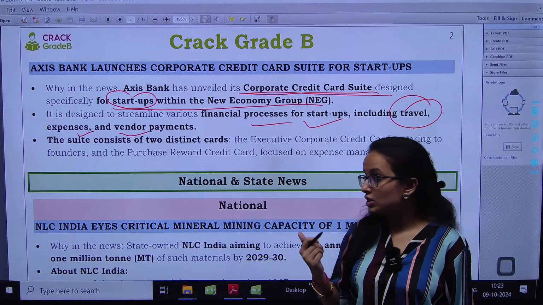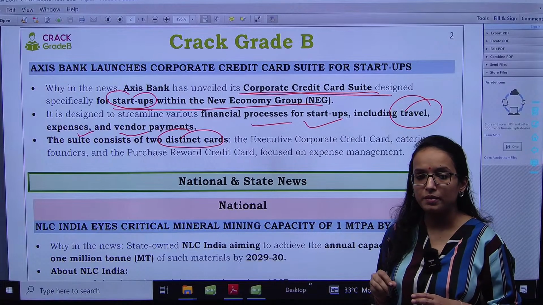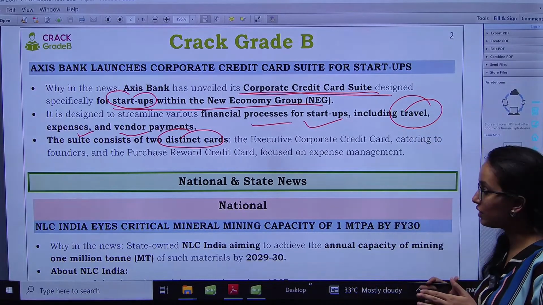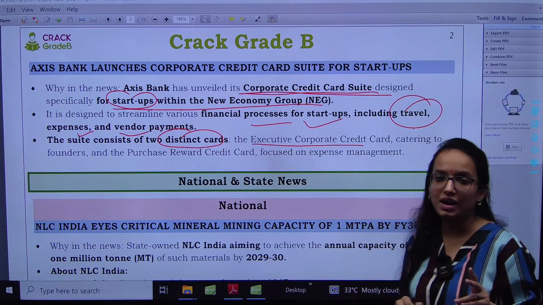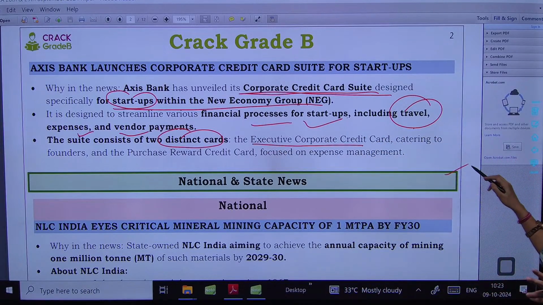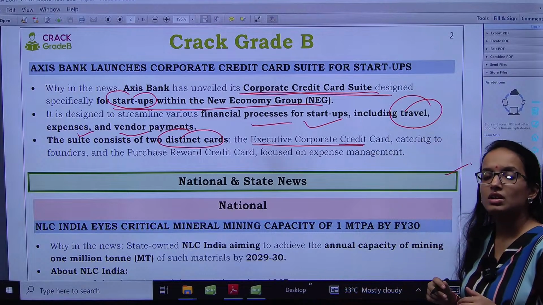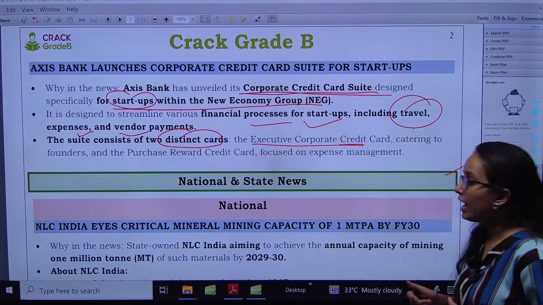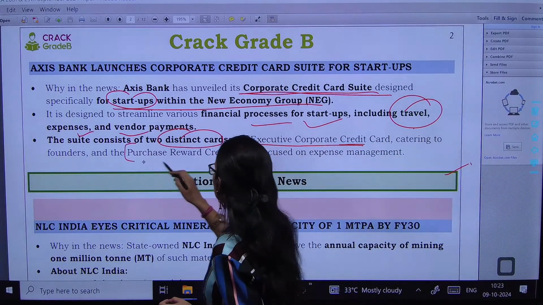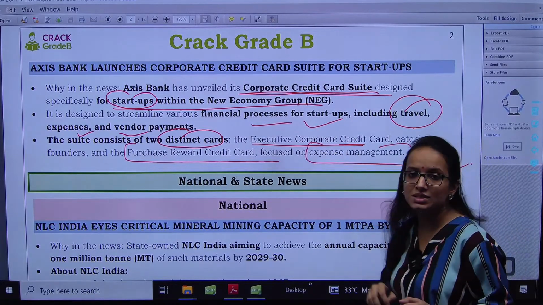And the suite consists of two distinct cards. So two cards are there, which the Axis Bank has offered. First is the Executive Corporate Credit Card, the executive one, and the second is the Purchase Reward Credit Card. So this Executive Corporate Credit Card is catering to the needs of the founders, the executives of these startups and all. And the Purchase Reward Credit Card is focused on expense management, as the name suggests.